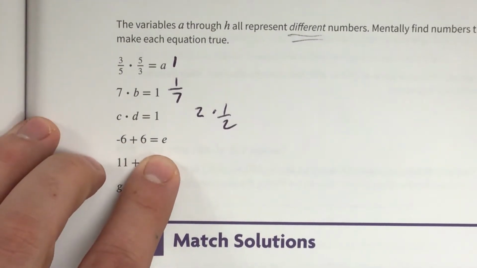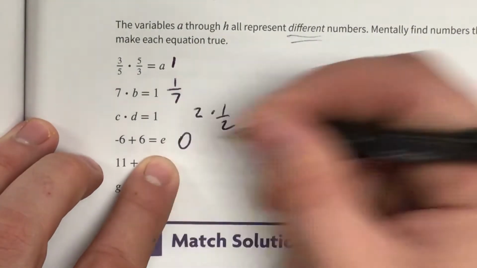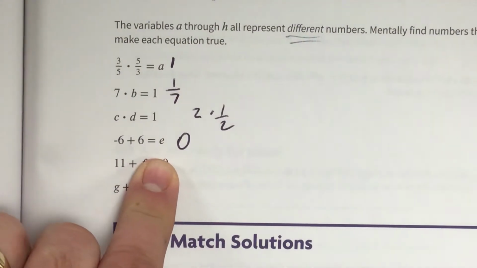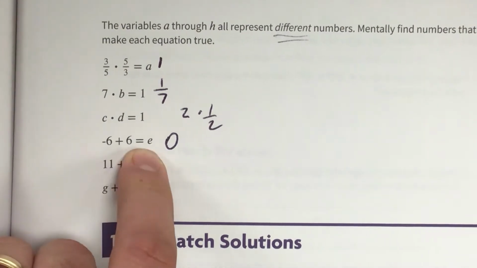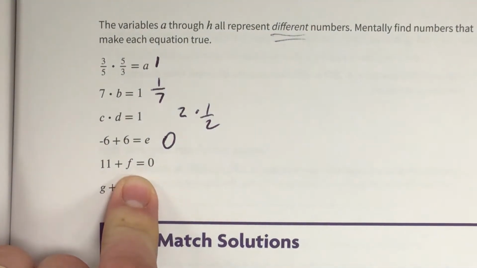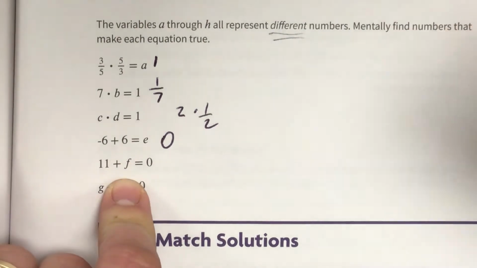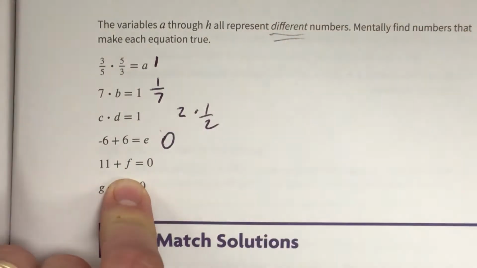E. Georgia. 0. Yes. So now if you notice, when we add a number and its opposite, it gives you 0. It's called its additive inverse, compared to the multiplicative inverse. One of them will give you 1 when you multiply. When you add, you get 0.